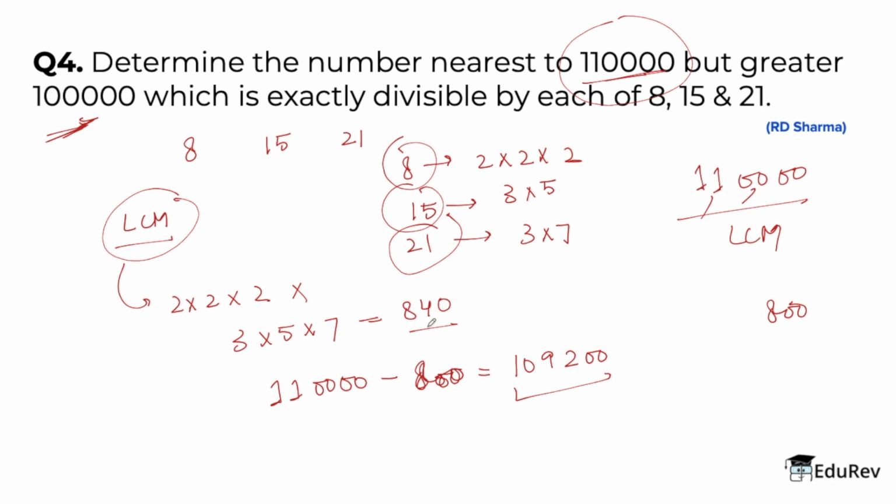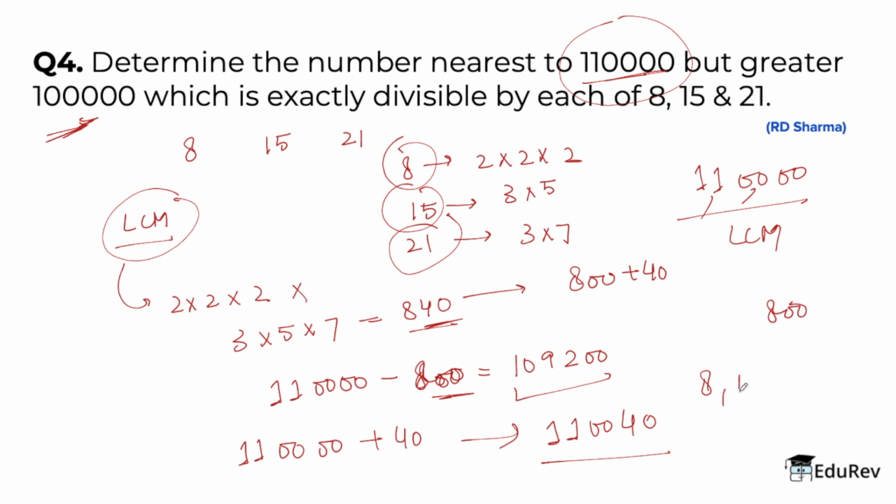Also, we basically figured out 840, but we split 840 into 800 plus 40. And you can see that I have done my subtraction with 800. But what about 40? So if I add 40 to this number, I'll get 110040. That is again divisible by 8, 15 and 21.